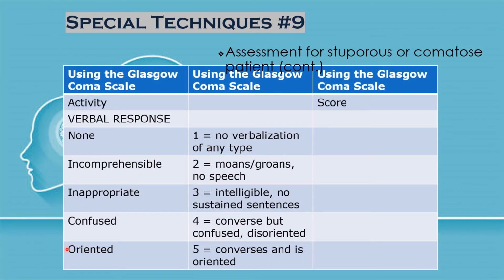For verbal response, the highest score is 5, meaning the patient converses and is oriented. The lowest score is 1, meaning there is no verbalization of any type.